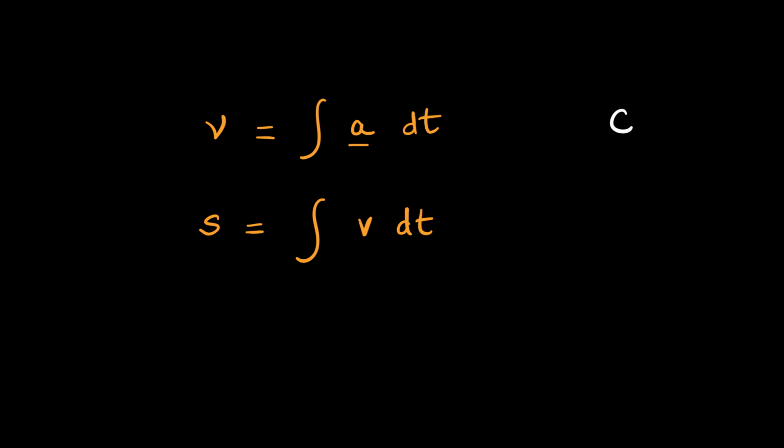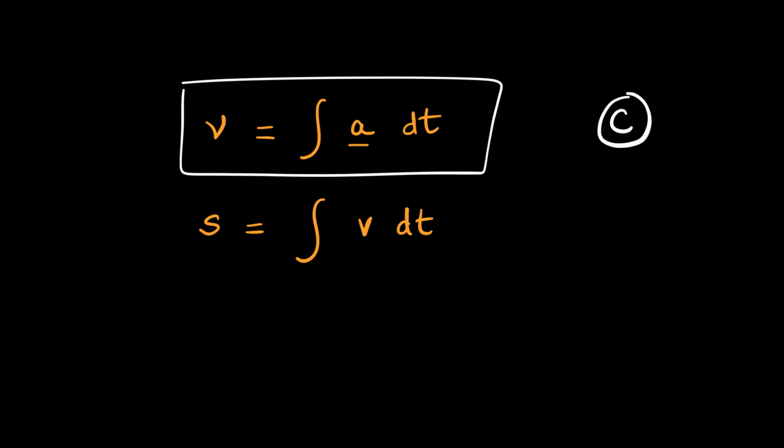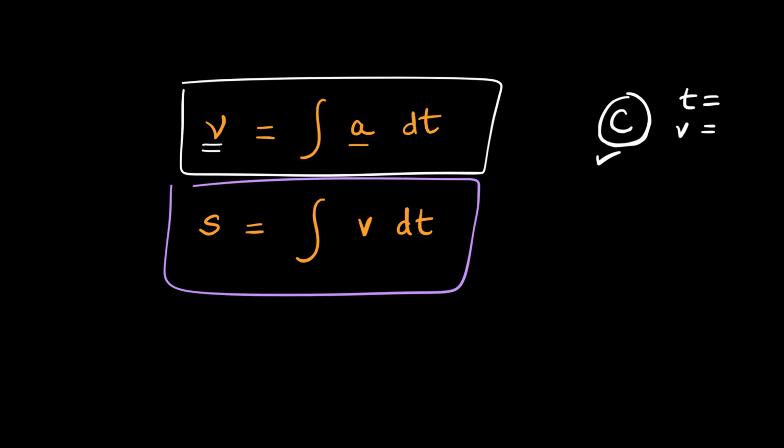Yes, there will be a constant of integration c. Information will be given. For example, when we talk about the velocity expression, some value of time and some value of velocity will be given to find c. And when we talk about the displacement expression, some value of time and some value of displacement will be given to find the constant of integration. That's what this video is all about.